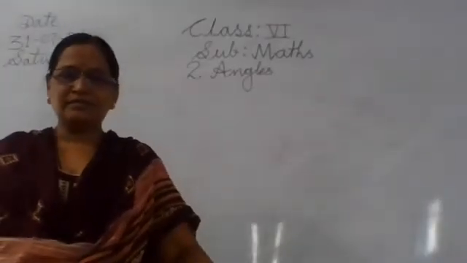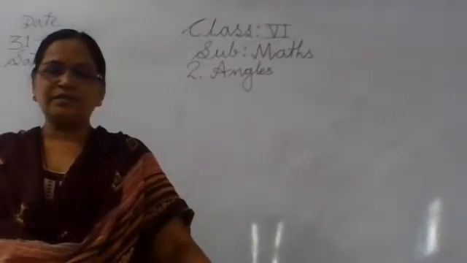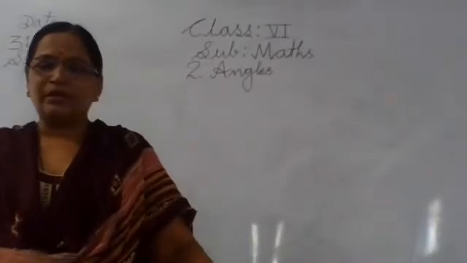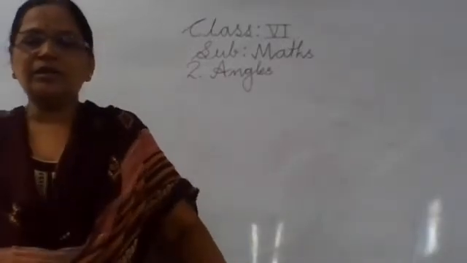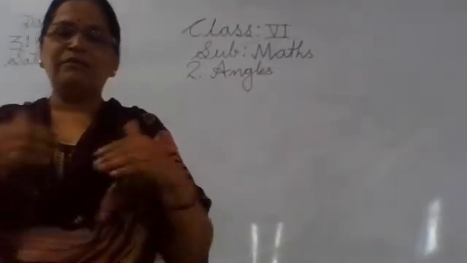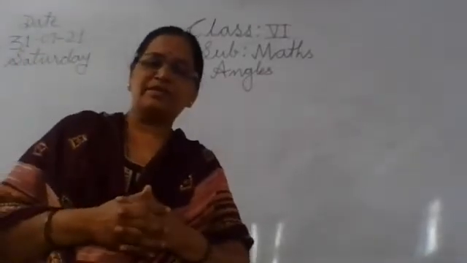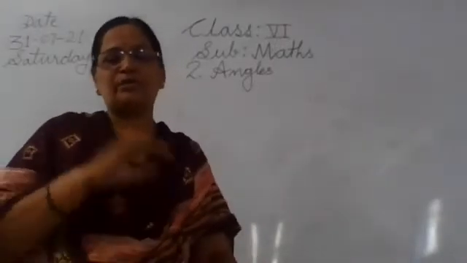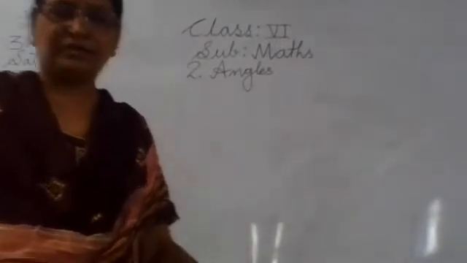Good morning, children. Yesterday we saw how to bisect a given angle. Today we are going to learn how to copy a given angle. Meaning, if one angle of any measurement is given, you have to construct a copy of that given angle without using the protractor. Okay, beta?